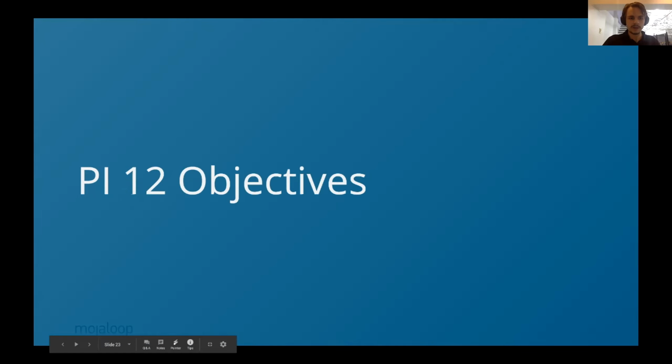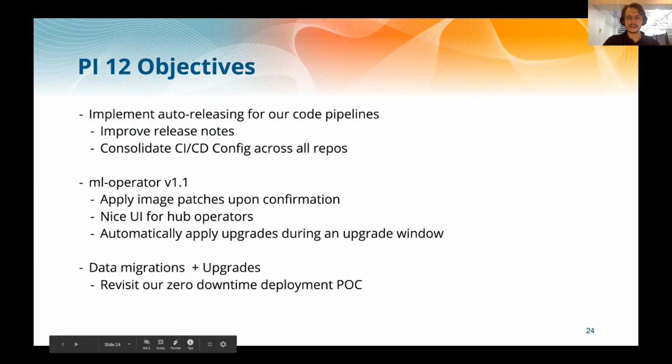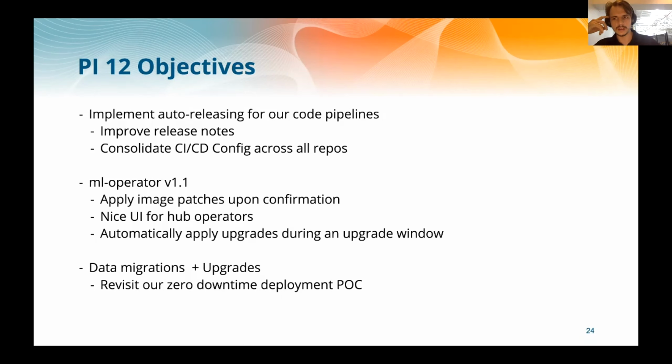I think our final thing to talk about is our PI 12 objectives. Like always during the convening, we have an idea of what we want to do, but we're not quite sure yet. We talked about earlier in the PISP presentation about auto releasing, and that's something I'd love to do and bring in across the rest of our code base and to consolidate our CI/CD a little bit better. We want to do a 1.1 version of the Modular Loop Operator, which is going to actually apply those updates. So you don't have to copy and paste those commands.